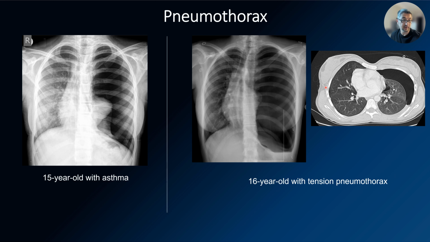This is a commonly encountered pathology in emergencies and NICU units. And here is a 15-year-old with asthma. We don't see the lung parenchyma on the left side. This opacity is representing the collapsed left lung. And this patient didn't have significant symptoms and did not have tension pneumothorax, which is very important.